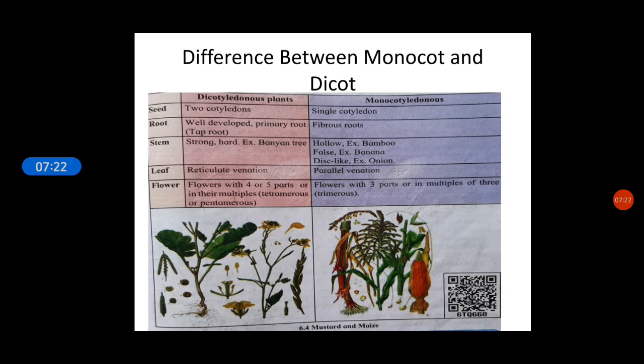In dicots, the leaf has reticulate venation, while in monocots, the leaf has parallel venation. In dicots, the flower has 4 or 5 parts or multiples of it, and therefore we can say the flower is tetramerous or pentamerous. While in monocots, the flower has 3 parts or multiples of 3, and therefore it is called trimerous. Example of dicot is mustard and example of monocot is maize.